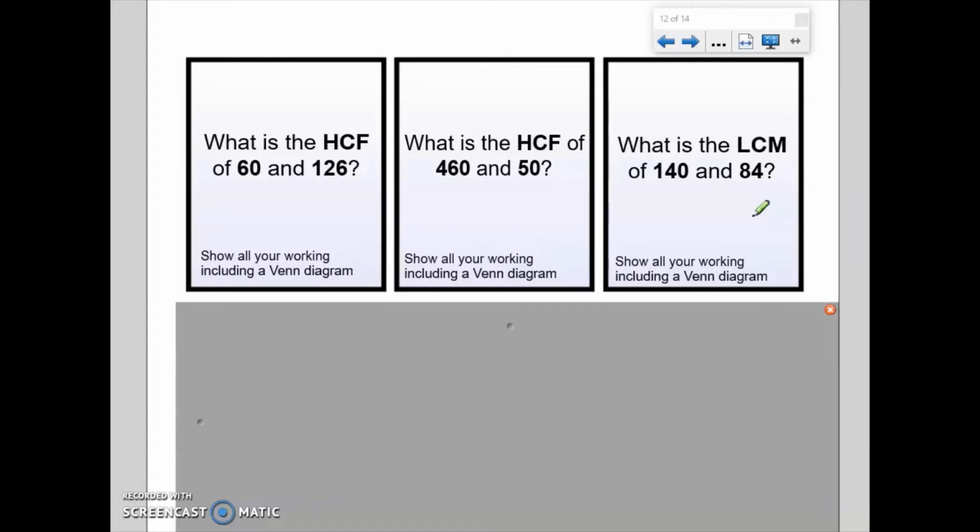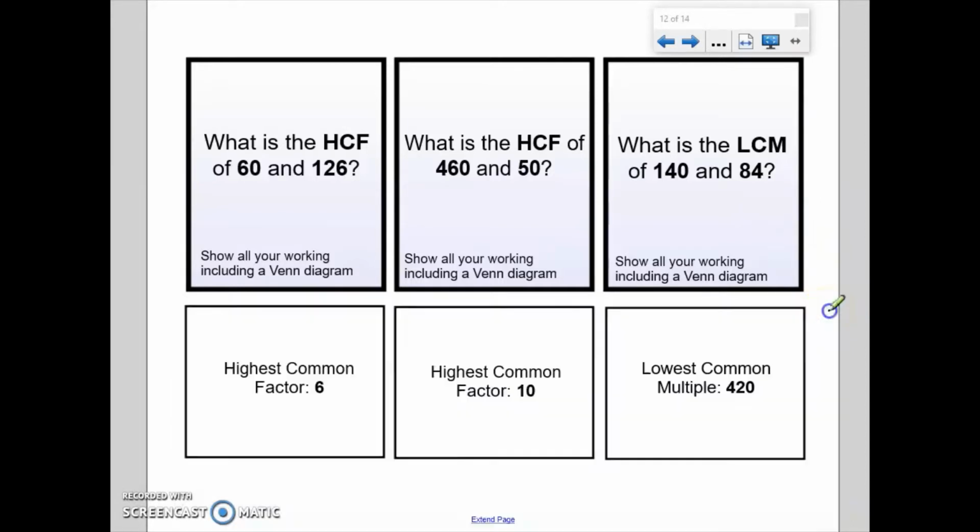Welcome back to the video. I have a quick look at my solutions. My answers for each of these 3 look like this. Very well done if you were able to get these 3 answers by your use of prime factorization, your understanding of Venn diagrams, and then leading you to the HCF or the LCM.